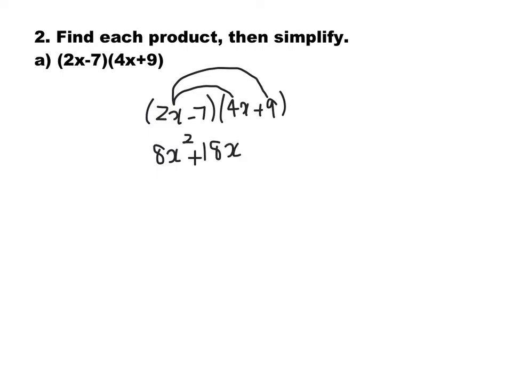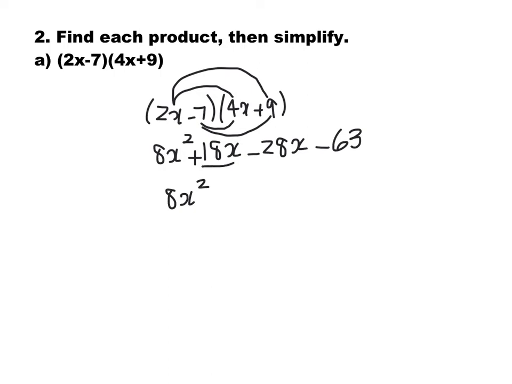Now I go to the second term. Negative 7 and 4x, negative 7 and 9. Negative 7 times 4x gives me negative 28x. Negative 7 times 9 gives me negative 63.